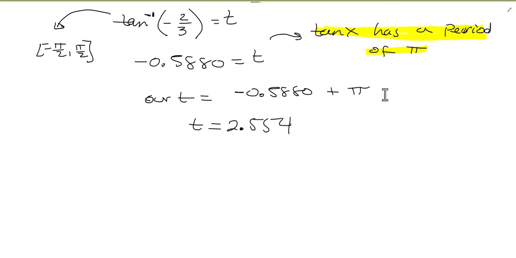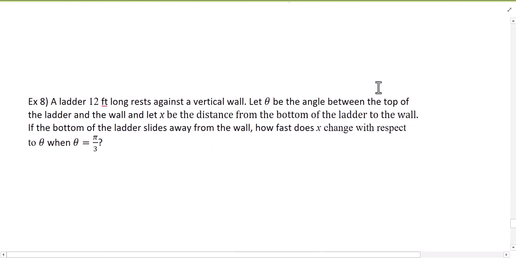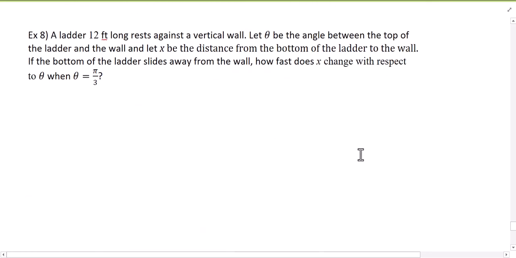So let's try our next example. So another application problem, we have a ladder 12 foot long resting against a vertical wall. Theta is the angle between the top of the ladder and the wall, and x is the distance from the bottom of the ladder to the wall. So if the bottom of the ladder then slides away from the wall, how fast does x change with respect to theta when theta is pi over 3?